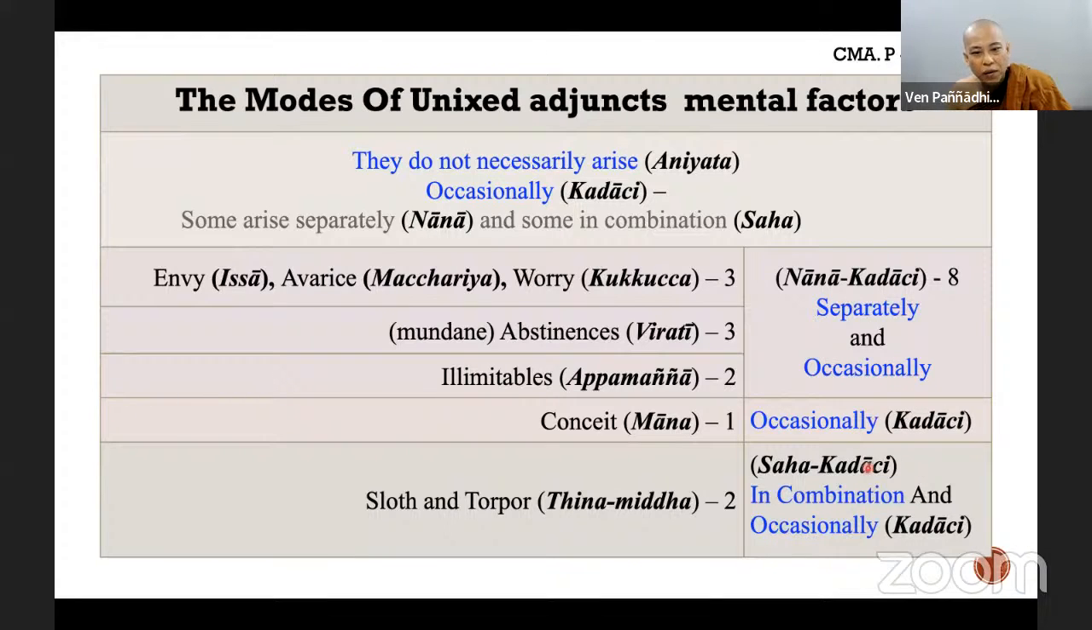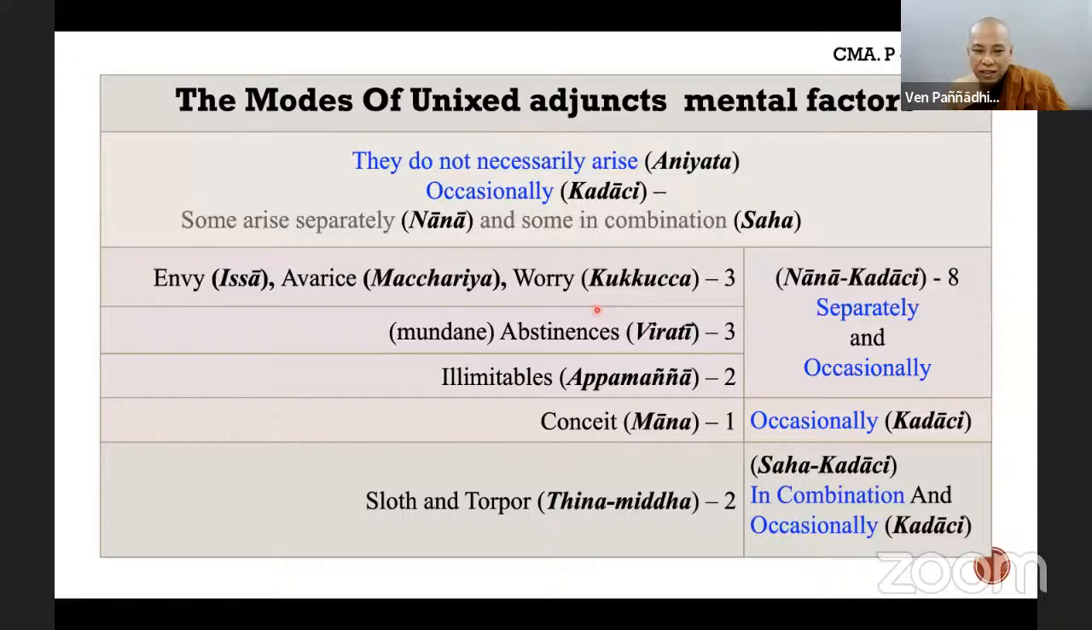Occasionally. But they are divided into two types here, in case they arise separately or they arise in combination. Because Mana is only one, a single factor, we don't need to talk about it separately or in combination, right? So this is the way we can understand the fixed and unfixed mental factors. Only 11 are unfixed, and the other 41 are fixed.